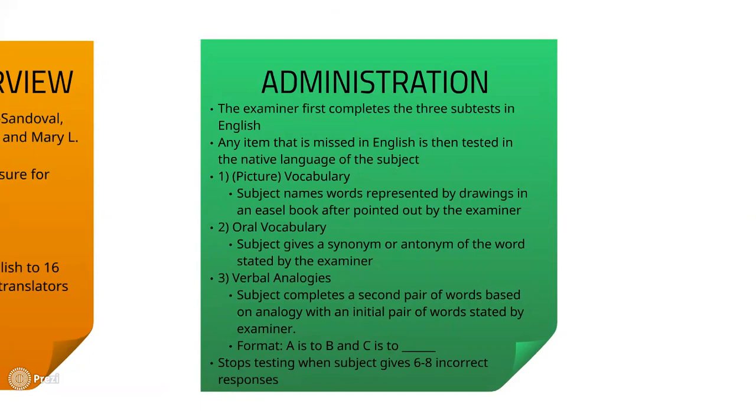For the oral vocabulary subtest, the individual gives a synonym or antonym of the word stated by the examiner. And for the verbal analogies subtest, the individual will complete a second pair of words based on an analogy with an initial pair of words stated by the examiner. So the format of this would be A is to B as C is to blank. The examiner will discontinue testing when the individual gives 6 to 8, depending on the subtest, incorrect responses.